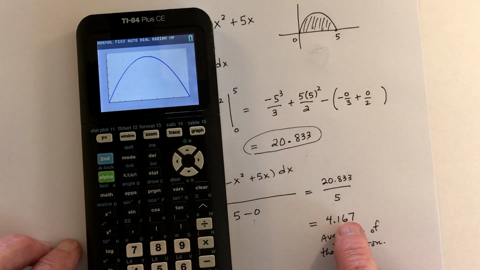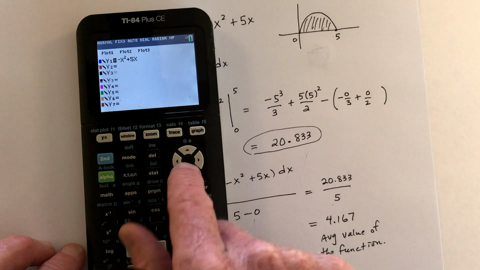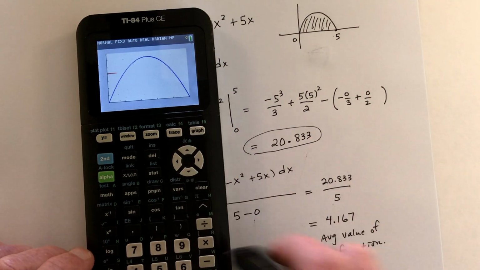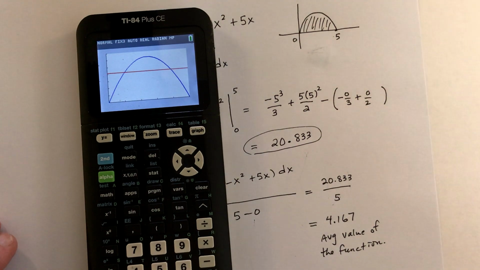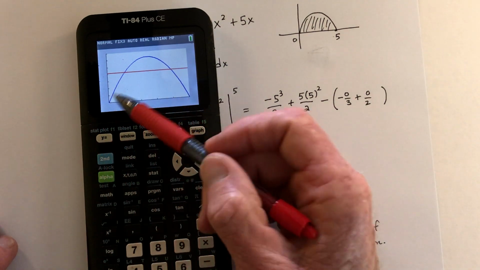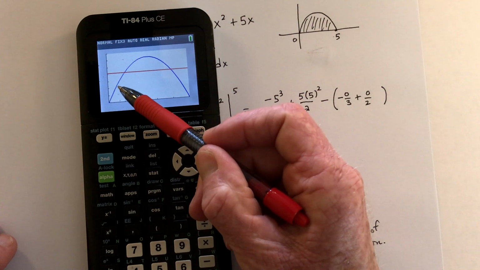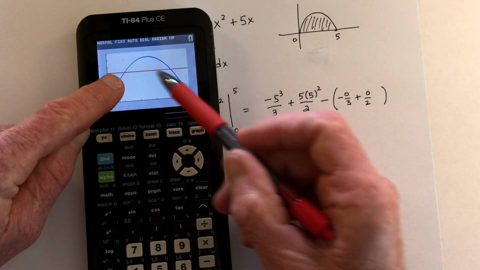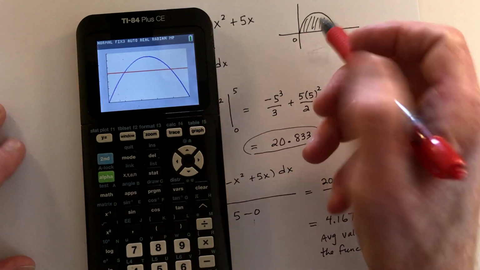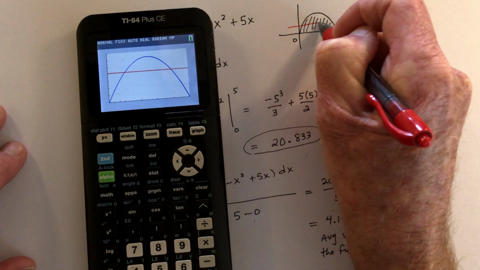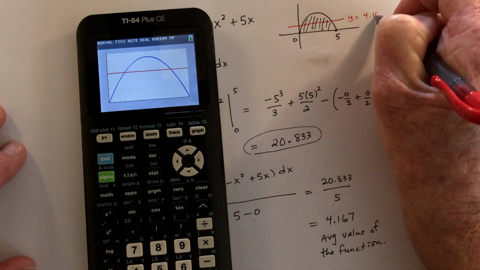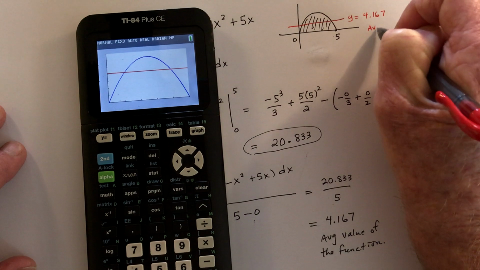Okay, for the average, I got 4.167. So if I graph that as a function, y equals 4.167, then this is the average of the function. So basically half of the time it's below that line. So these two parts, half of the time it's below that line, and half of the time it's above that line. So this y equals 4.167 is the average.